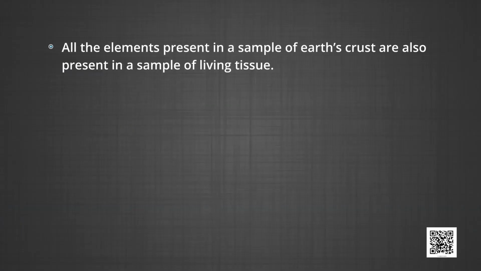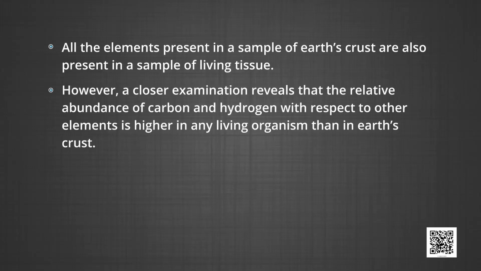If the same analysis is performed on a piece of earth crust as an example of non-living matter, we obtain a similar list. What are the differences between the two lists? In absolute terms, no such differences could be made out. All the elements present in a sample of earth crust are also present in a sample of living tissue. However, a closer examination reveals that the relative abundance of carbon and hydrogen with respect to other elements is higher in any living organism than in earth crust.